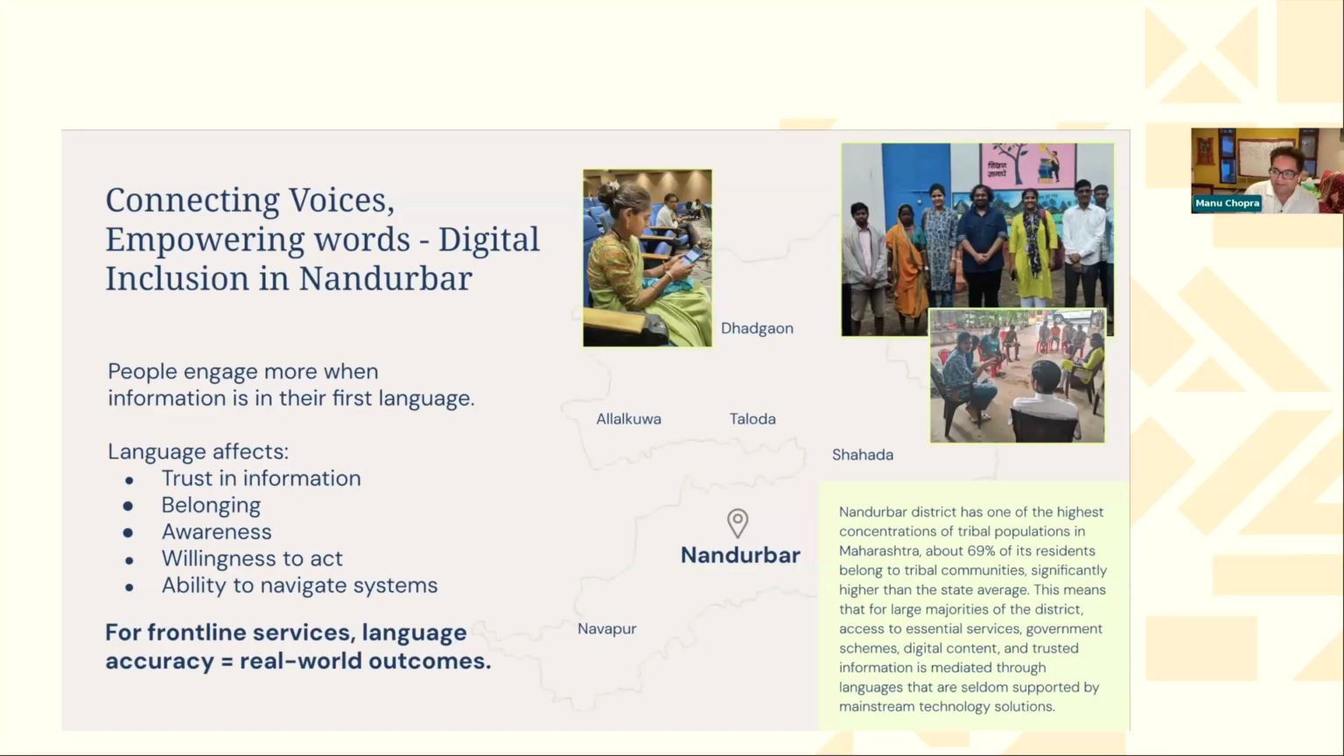Nandurbar is an incredible district in India. It is a predominantly tribal community in the state of Maharashtra, and the people speak a variant of the language called Bhili that is spoken by 10 million people across the country. But before we started this work, the language wasn't supported by any mainstream technology. There were no major data sets available in the language.